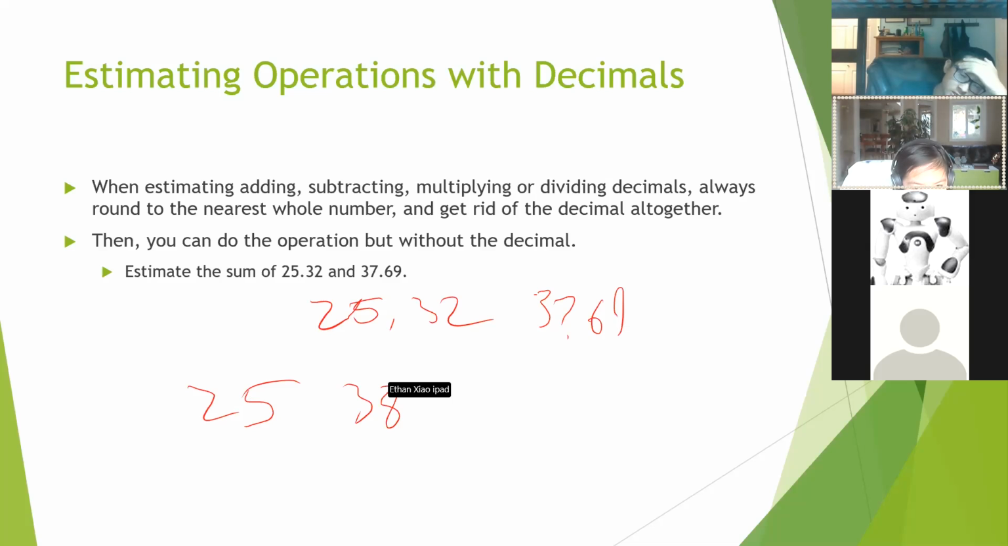Now we can just do the operation. So it says the sum, so we just add these together. We get 63.